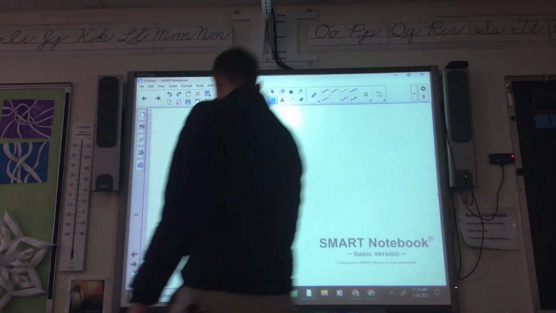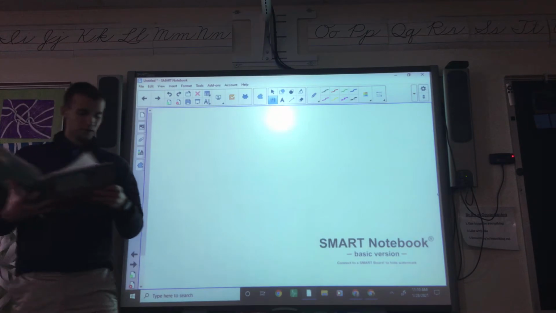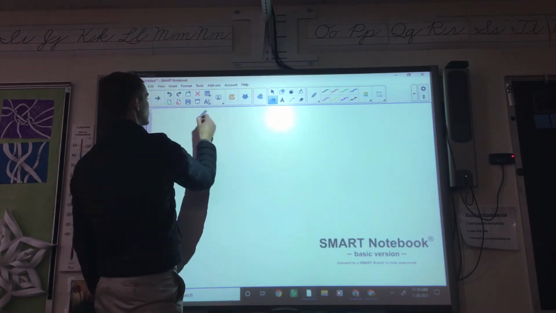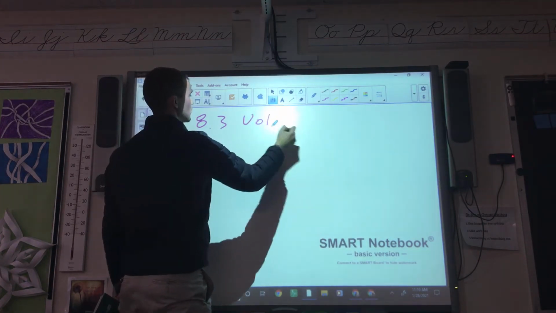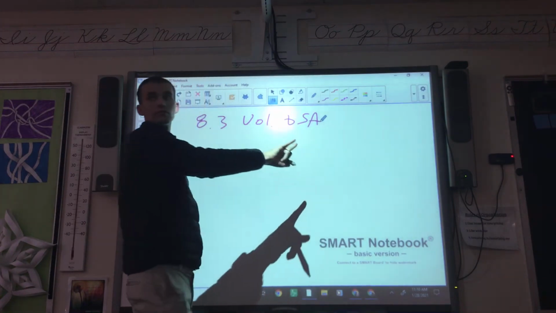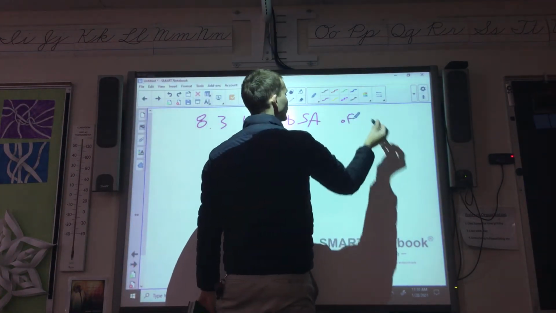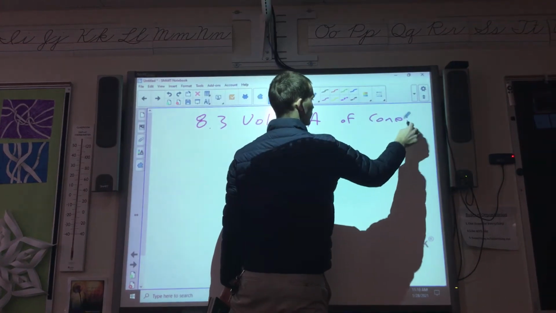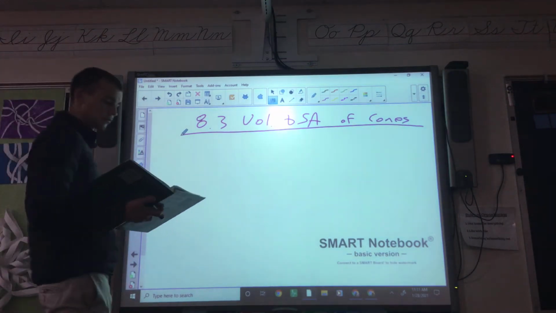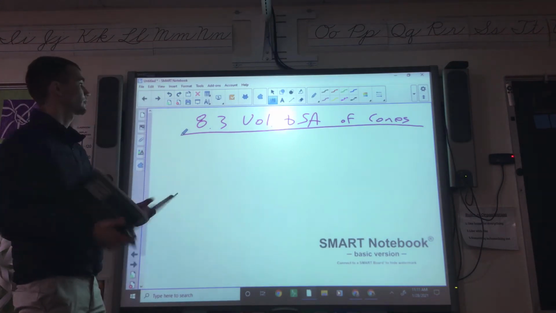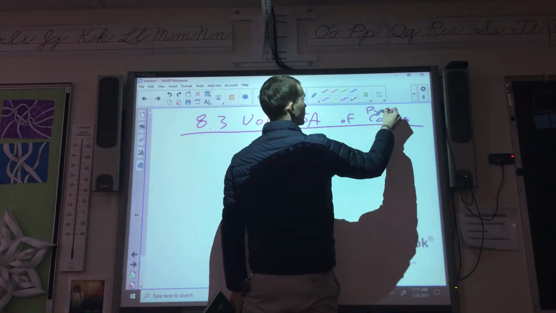Alright, we are on 8.3. We're gonna start on page 142. And this section is volume and surface area. SA stands for surface area of cones. So page 142 is talking about not only cones, also pyramids.